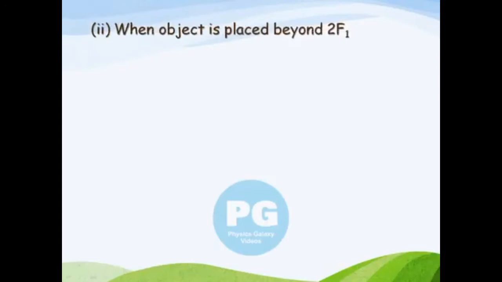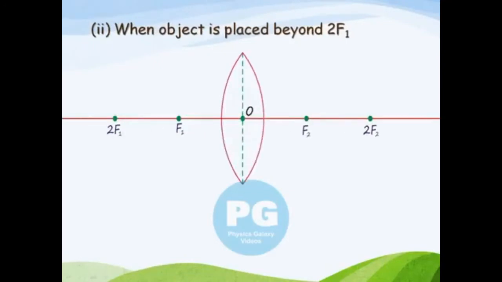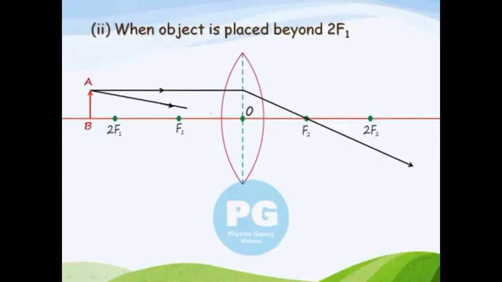Next case, when object is placed beyond 2F1. So here is our object AB, which is placed beyond 2F1. A ray of light parallel to principal axis from point A will pass through the principal focus on the other side of the lens. Now, for the image formation, at least two refracted rays are required. So we take the second ray from point A to pass through the optical center, and it will pass undeviated. These two refracted rays meet at this point, and we draw the image A'B'.